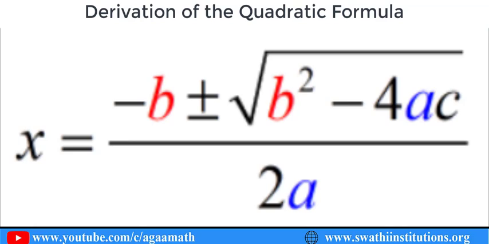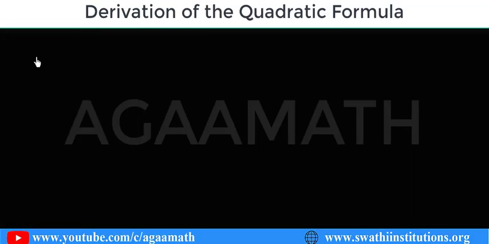To know the derivation, we take the general form of the quadratic equation, that is ax square plus bx plus c equals 0. This is the general form of the quadratic equation, right? Already, in the completing square method, we see that the coefficient of x square should be 1. Similarly, here also we do the same.